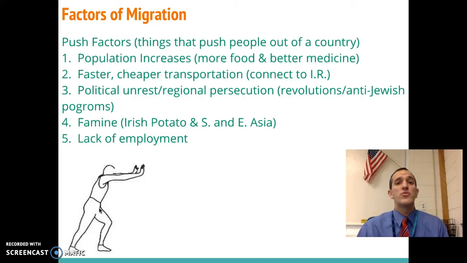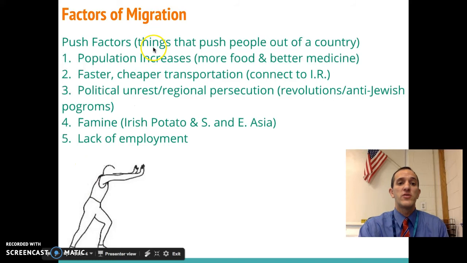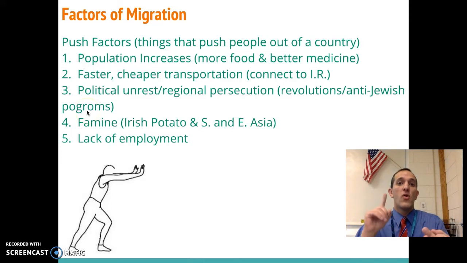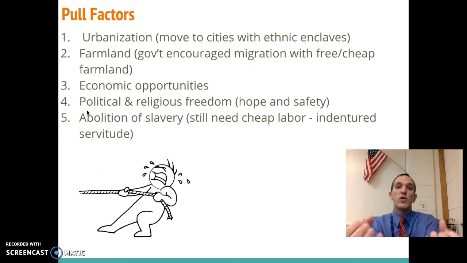And the last one is lack of employment, and that kind of comes back to this population increase. So all of these are connected. Basically, you're hungry, you're being persecuted, and you have better opportunities somewhere else to eat and get employment. So that's going to push people out of countries. There's also the pull factors. What countries are trying to pull people in?